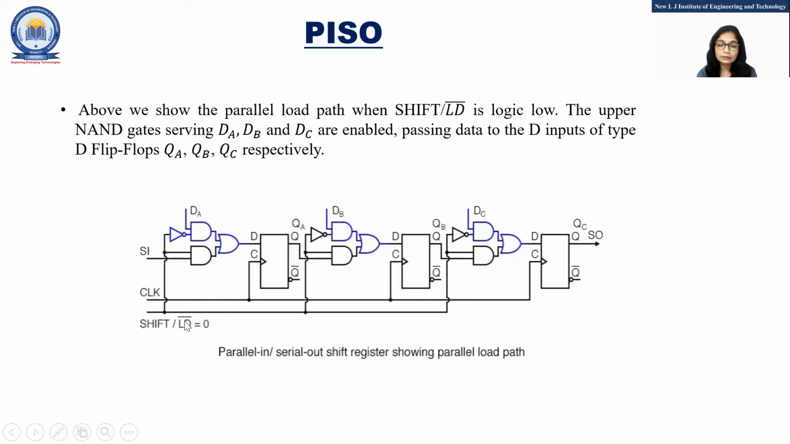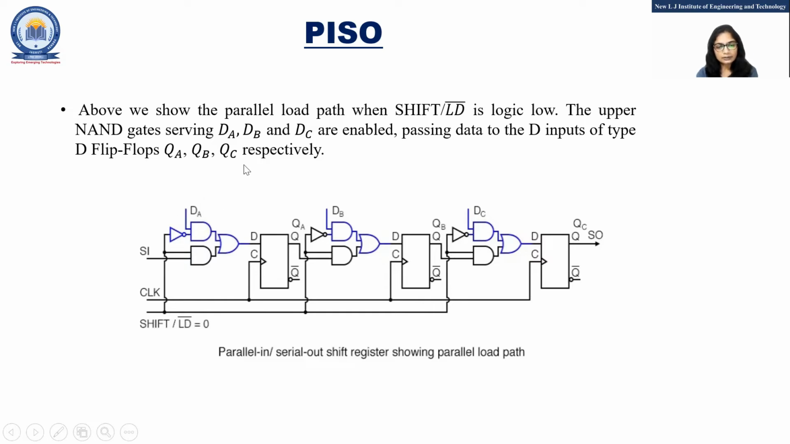Why is it given as load bar? Suppose I want to load the data, then I will give this signal logic 0. So 0 bar, 0 dash is equal to 1. This signal, so here we will get 1. Load bar, that is I am using an inverter here. So this becomes 1 here. So 1 will be given to this AND gate.